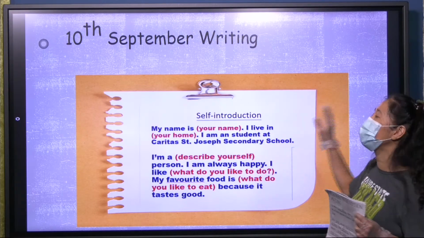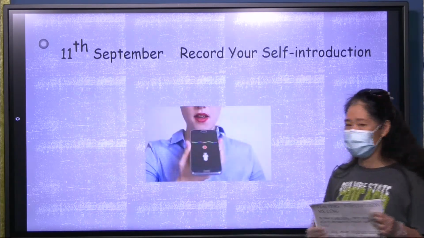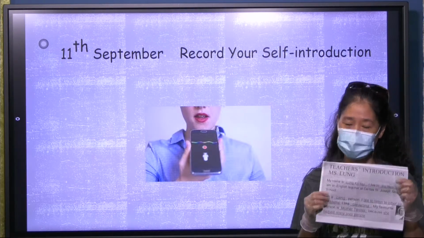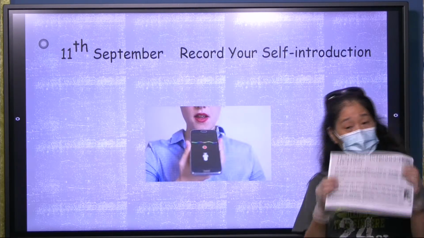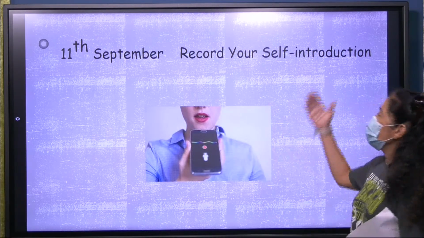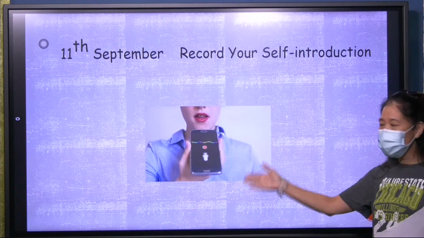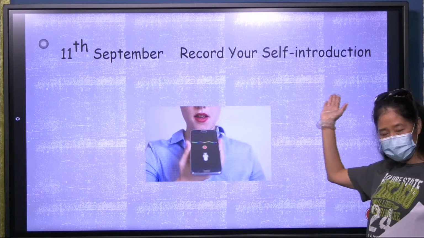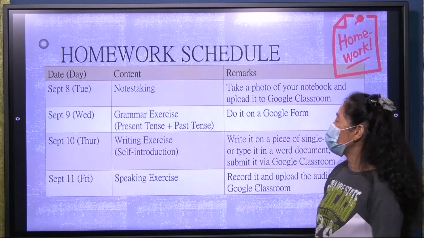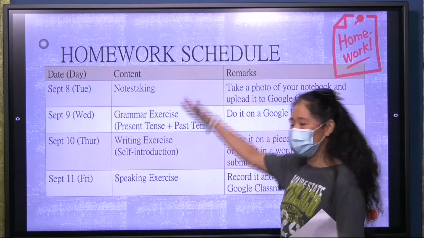Writing, introduce yourself. Friday, what you have to do? Now, you've already written down your self-introduction, right? So get that one. If you can, don't look at it, okay? Try to present. Record it. After recording, send to the Google Classroom, to your teacher. Okay. So that's all the work you have to do in this week.